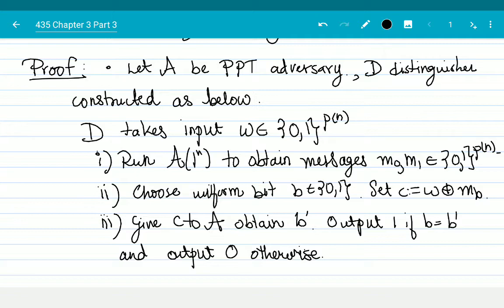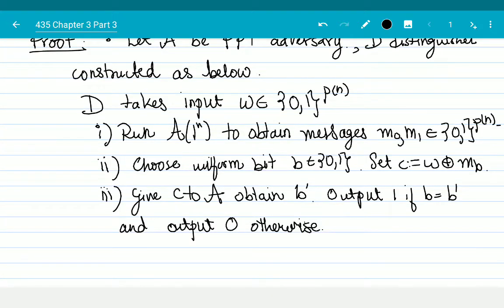So the role of D is to figure out whether a string is actually pseudorandom or not. Okay, so D clearly runs in polynomial time.